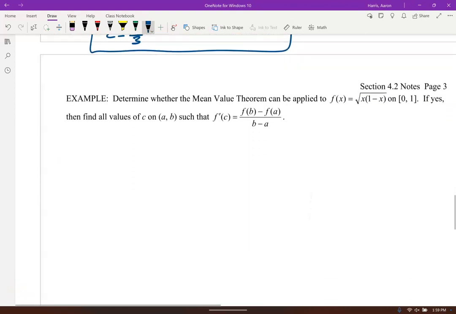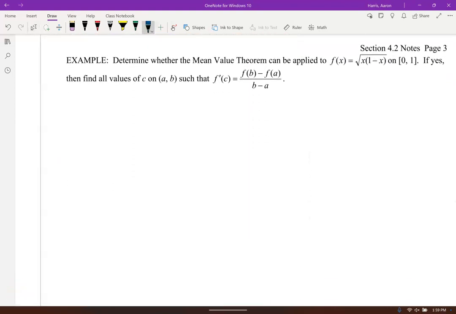All right, let's see if the mean value theorem can be applied for this interval from 0 to 1. Notice if I plug 0 in, I get square root of 0. If I plug 1 in, I also end up getting a square root of 0. So those are both fine. I could plug in values between them. It's going to be continuous. I could not plug in something like negative 1, of course. So yes, it's continuous. How about the derivative?